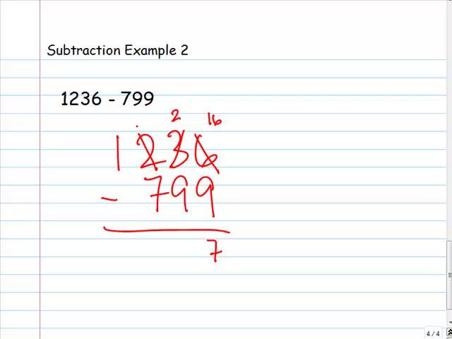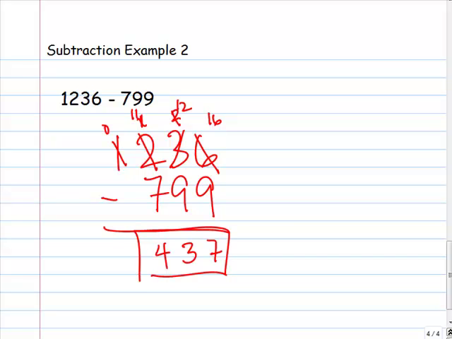So we need to borrow 1 from here, so this becomes a 1, and this will become a 12. 12 minus 9 is going to be 3. 1 minus 7, again with the same problem, we need to borrow 1 from here, and then this will be 11. 11 minus 7 is 4, and then now we have 0 left here, so we don't need to worry about that. So our answer is 437.